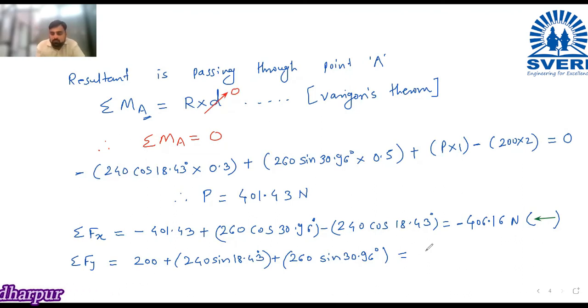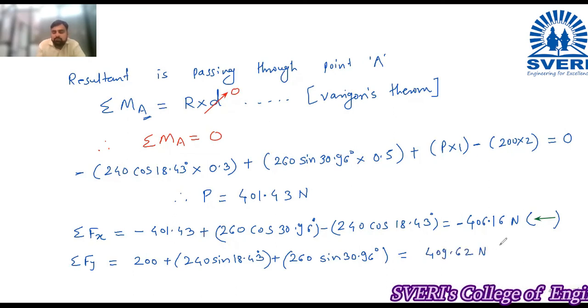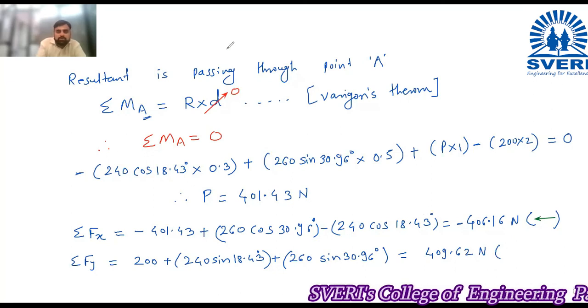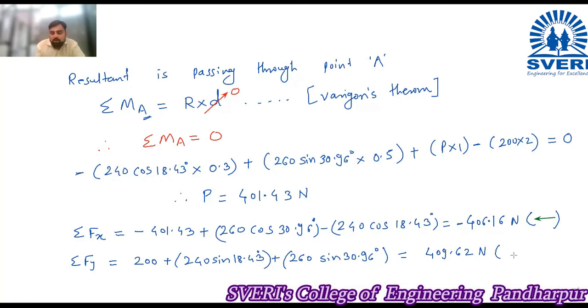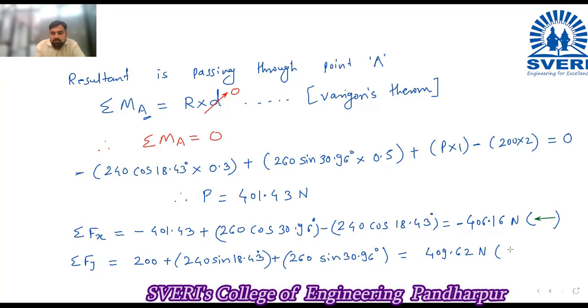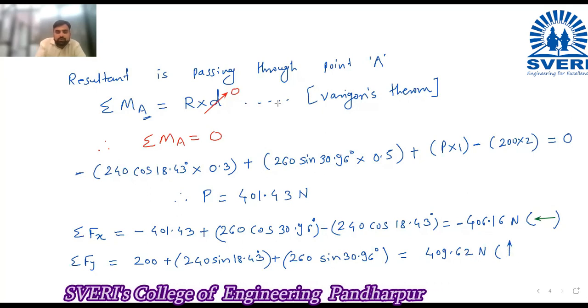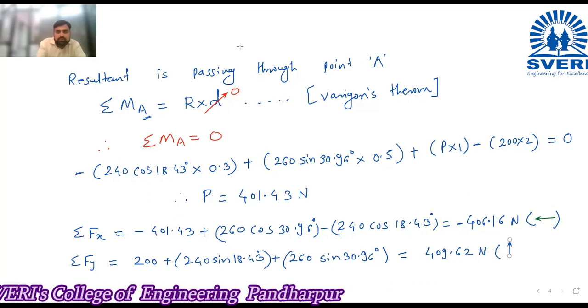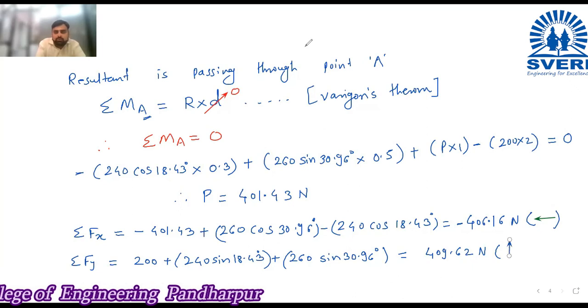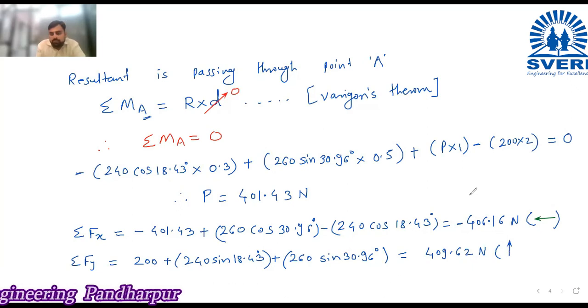$409.62. You are getting positive value or negative value? Positive. Positive means it is upward or downward? Upward. So this is upward. So I will show here upward. This is the upward direction.